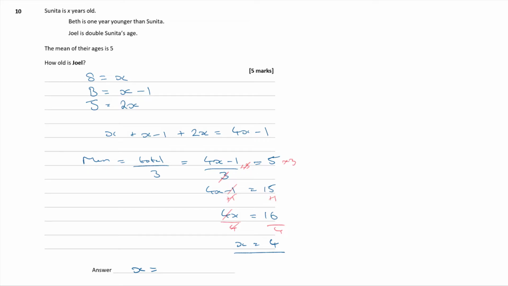Is it? No, it's not. How old is Joel? Read the question. Joel is double Sunita's age. So remember, Joel was 2x. So that's going to be 2 lots of 4, that's 8. So the answer is 8. You almost caught me out there.